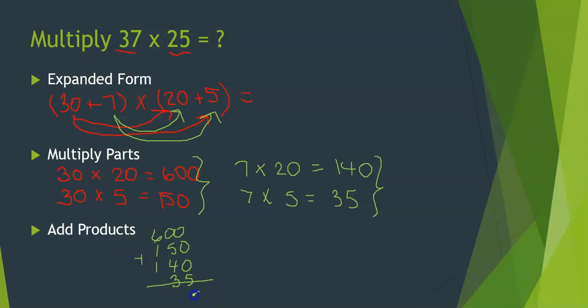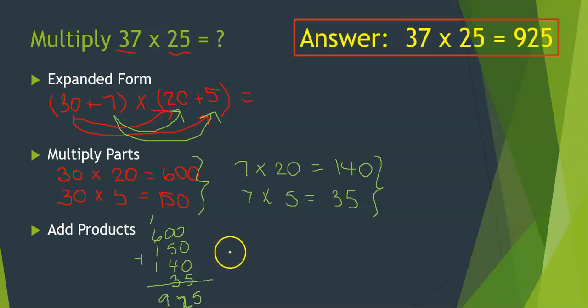Okay, and that becomes 5. 3 plus 4 is 7. Add 5 to that, it's going to be 12. And then 6, 7, 8, 9. So my answer is 925. So this was just a quick video on how to multiply numbers using the partial product.